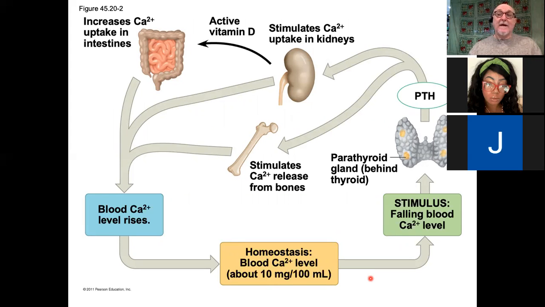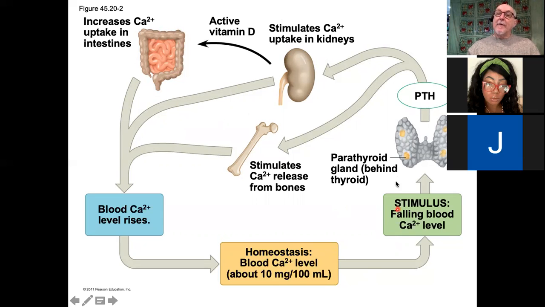The active vitamin D circulates in active form, but it is under the influence of the kidneys. In fact, it becomes an active form there. And one of the things that vitamin D does is act on the walls of the intestine to get them to absorb calcium, to increase their absorption of calcium ions from food.